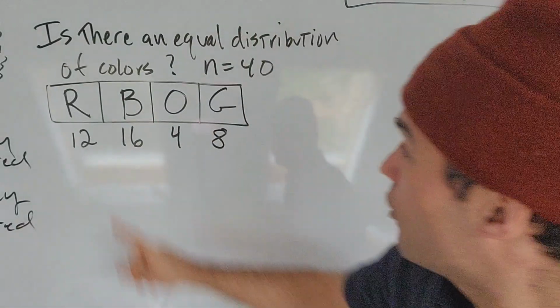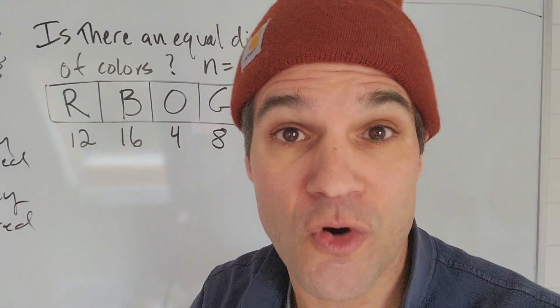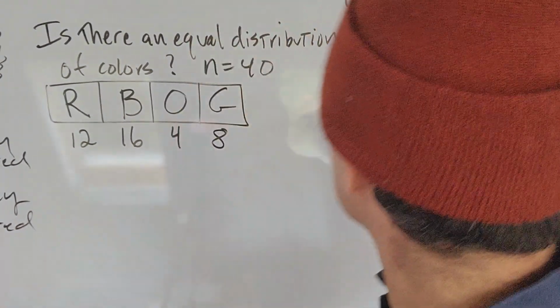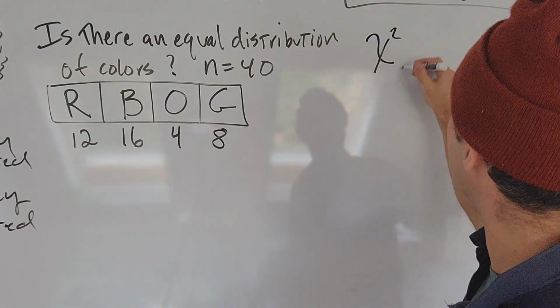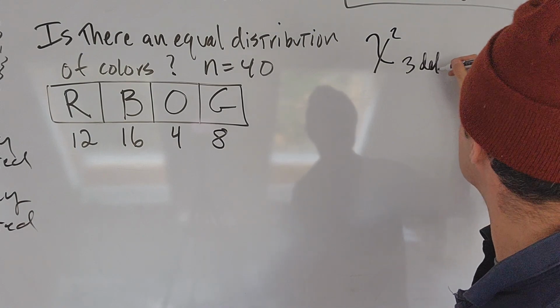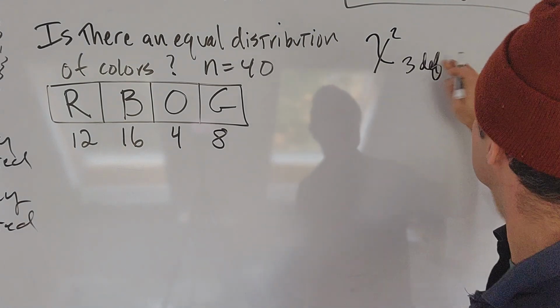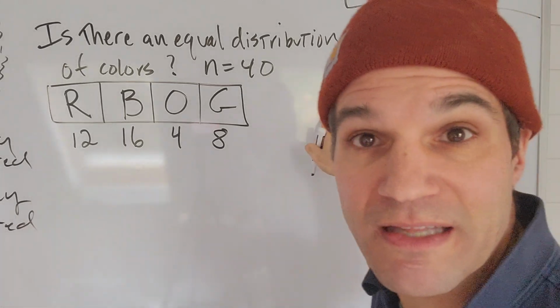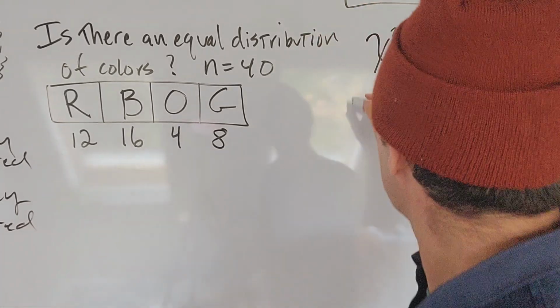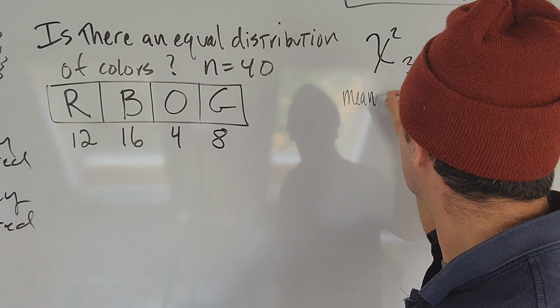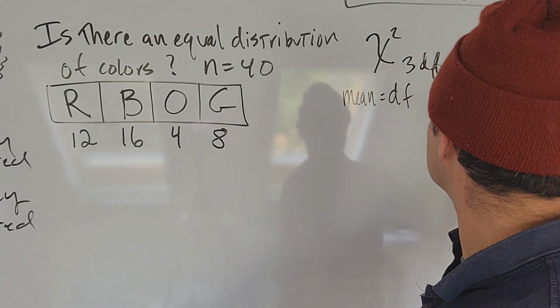Now, we have 1, 2, 3, 4 categories. 4 minus 1, so we have 3 degrees of freedom. So a chi-squared with 3 degrees of freedom would look something like this. Remember we did this in the last video. The mean of the pile would be at the degrees of freedom, in this case 3.